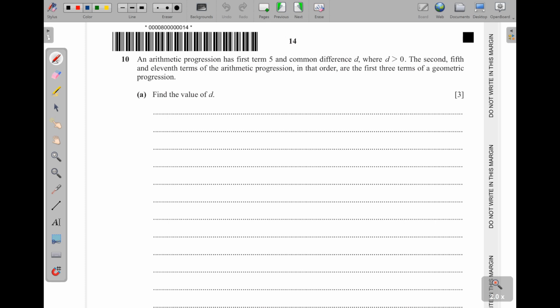Now, for an AP, they are saying the second, okay? The second term of the AP is given as a plus d, which is now the first term of the GP. And then the 5th term of the AP, which is a plus 4d, is the second term of the GP. And then we also have the 11th term, which is a plus 10d for the AP, is equal to now the third term of the GP.